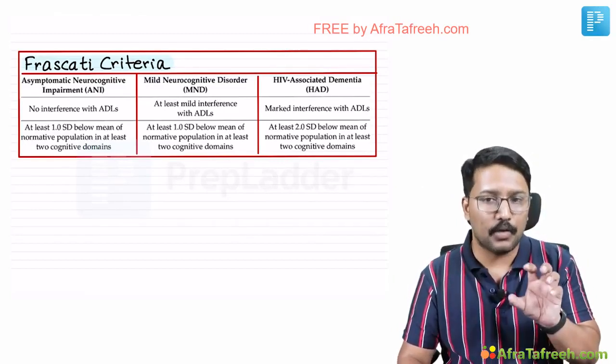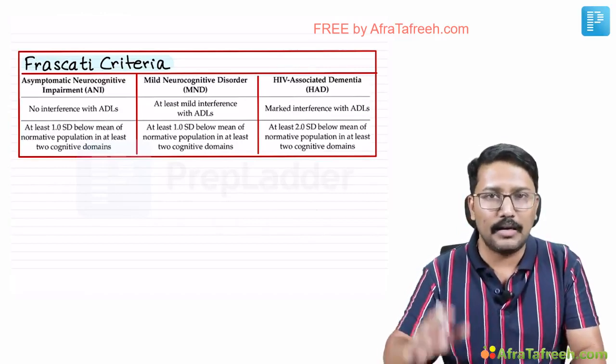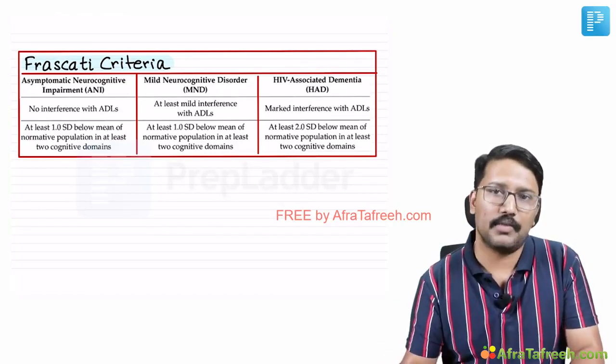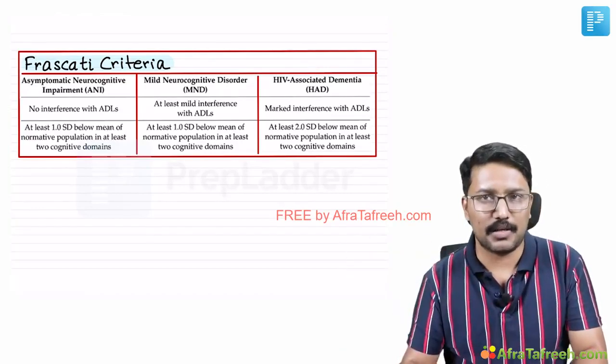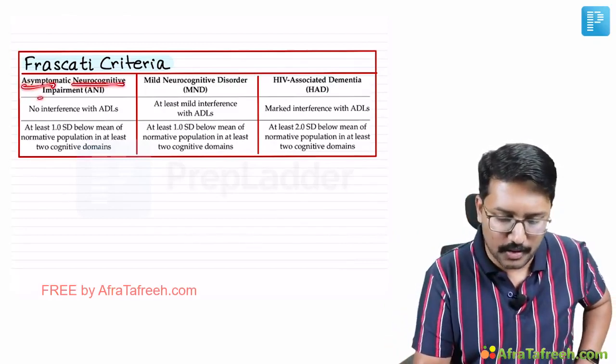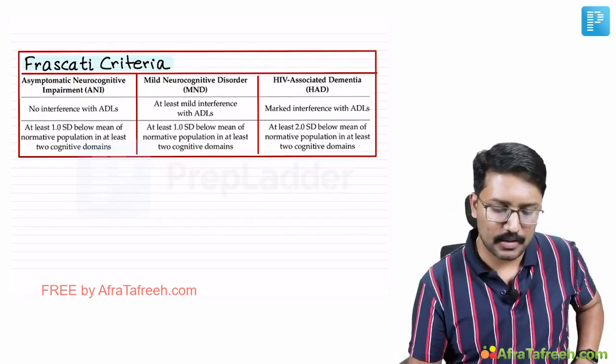When you have cognitive dysfunction evident on cognitive assessment tools, and this cognitive dysfunction is causing impairment of activities of daily living, that is where we call it dementia, right? That is with respect to dementia. Now here, asymptomatic neurocognitive impairment is comparable to what we call mild cognitive impairment, right? So what are we seeing here?